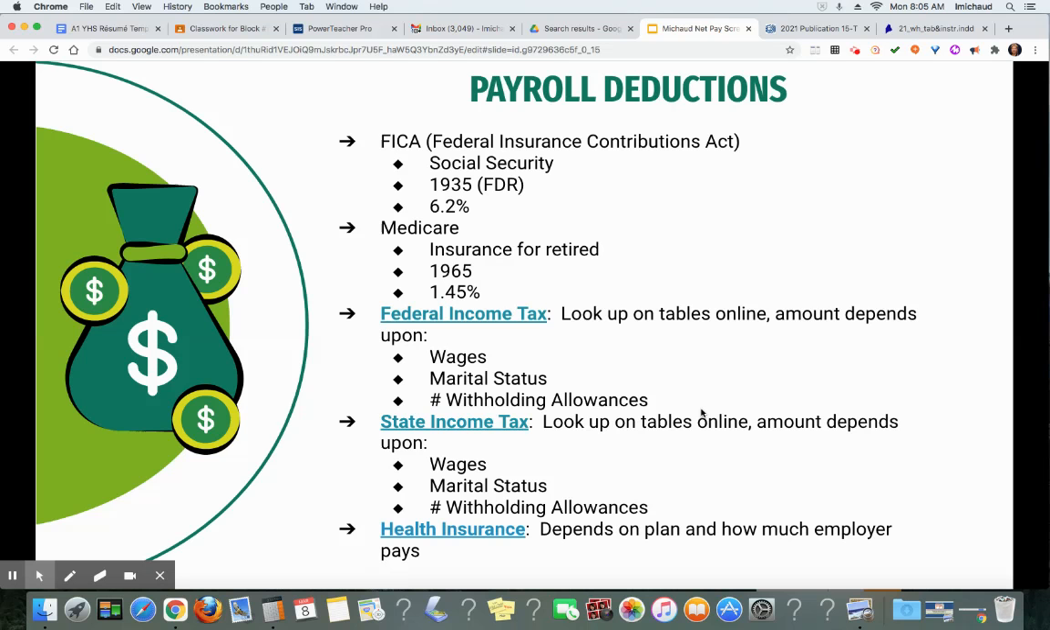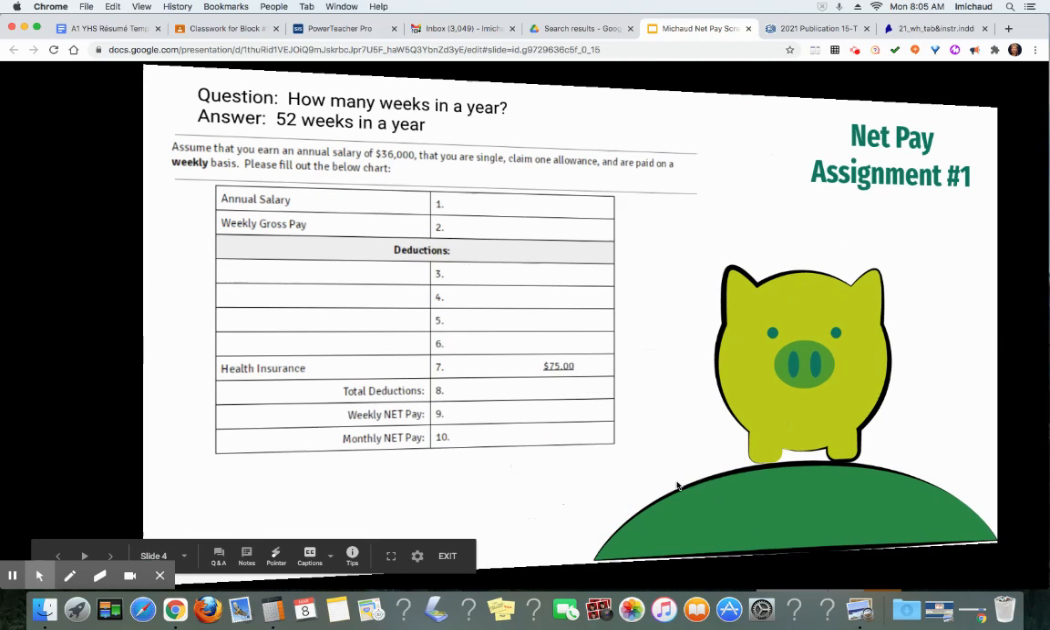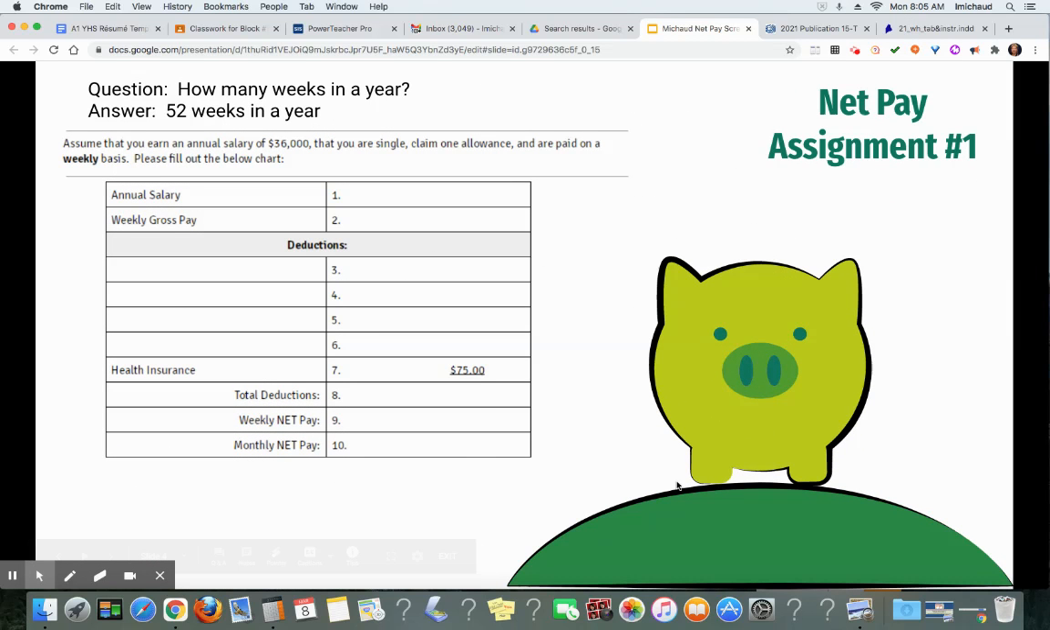Federal income tax, the amount withdrawn for that depends upon your wages, your marital status, and your withholding allowances. The same is true for state income tax. And the amount withdrawn for health insurance depends upon your health insurance plan and how much your employer is willing to pay. So here's the scenario. Assume that you earn an annual salary of $36,000, that you are single, you claim one withholding allowance, and are paid on a weekly basis.